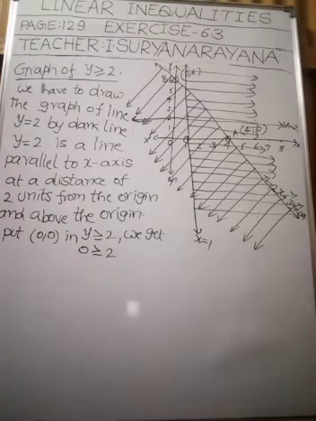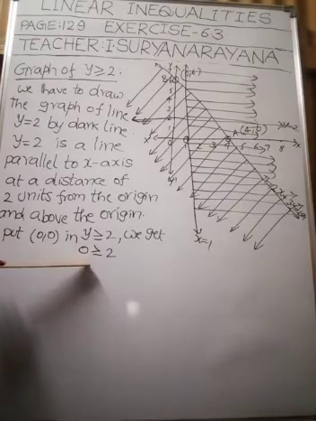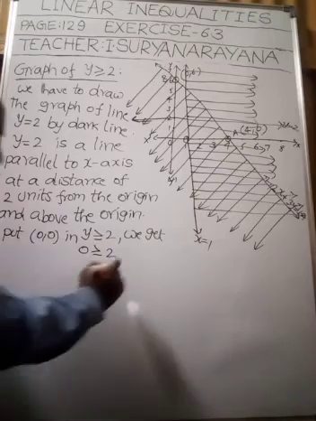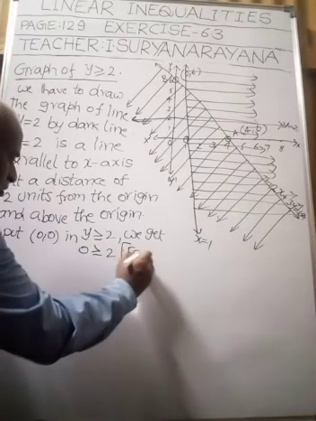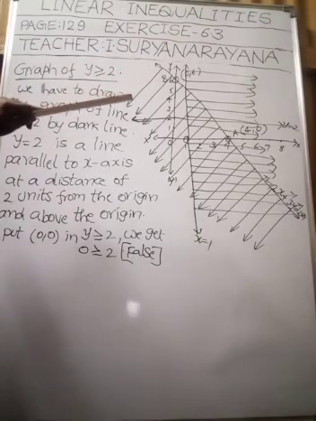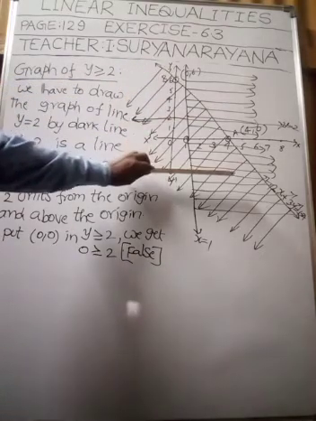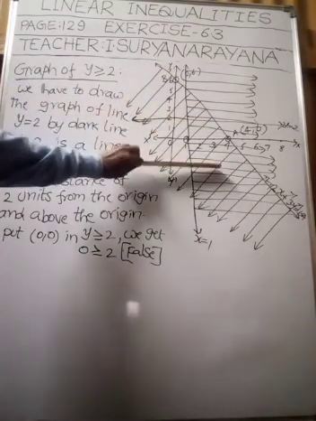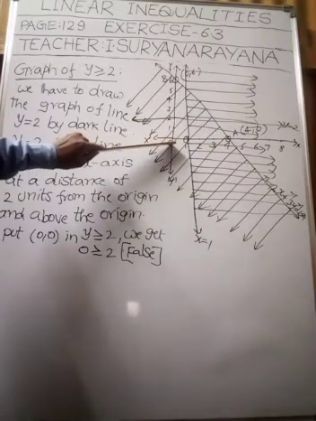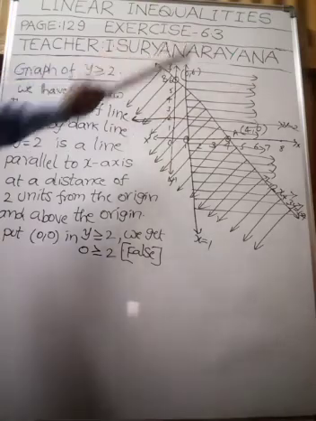Understood this point, my children? 0 greater than or equal to 2. Is it a true statement or false? Yes, it is a false statement. We got a false statement here. Now we have to identify which half plane contains 0, 0. This first half plane or second half plane? Yes, the second half plane contains 0, 0. So we should not shade this second half plane. We have to shade the first half plane.